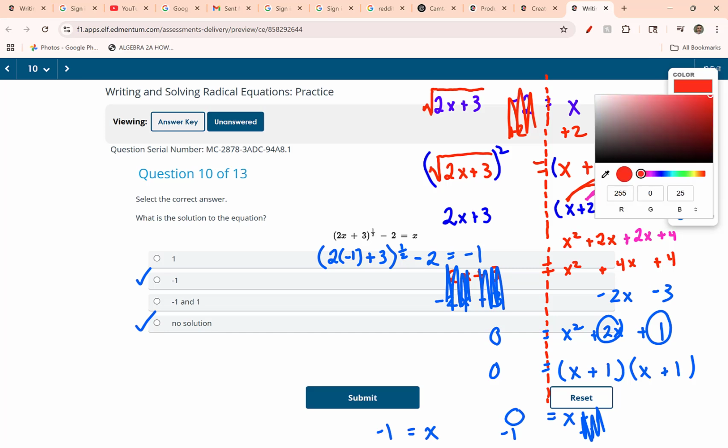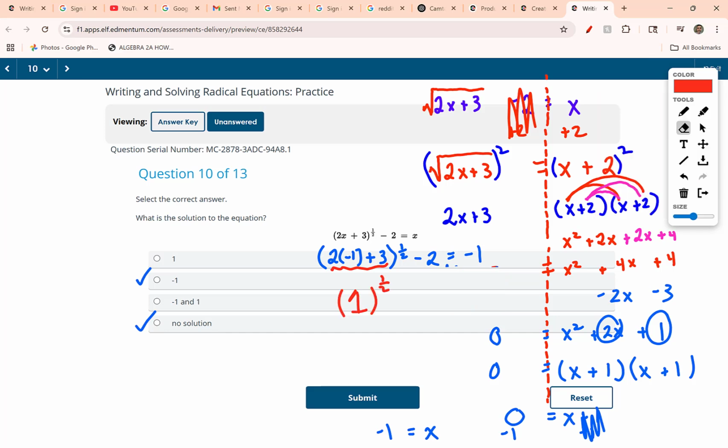All right, and then finally, let's do the math. 2 times negative 1 plus 3, all of this inside the parentheses. That's just 1. Didn't leave myself enough space there, so I'm erasing some work from an early part of the problem. 1 raised to the 1/2 power. Remember, that's the same thing as taking the square root of 1, if you want to think about it that way instead. And the square root of 1 is just 1. And 1 minus 2 is negative 1.